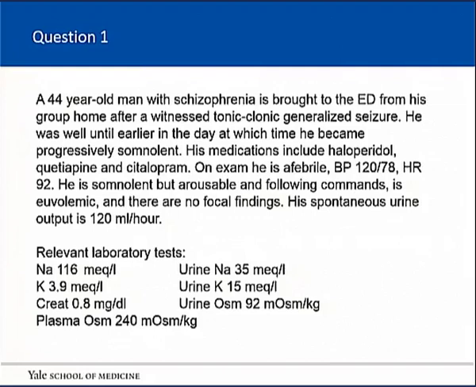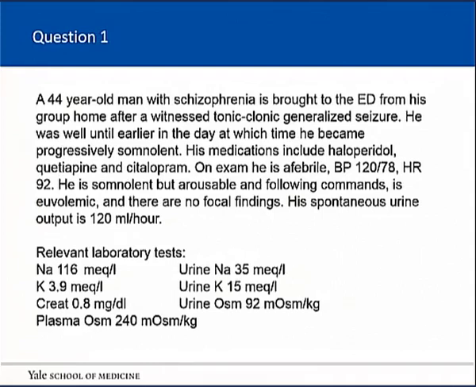A 44-year-old man with schizophrenia is brought to the emergency room from his group home after a witnessed tonic-clonic generalized seizure. He was well until earlier in the day, at which time he became progressively somnolent. His medications include haloperidol, quetiapine, and citalopram. On exam, he is afebrile, blood pressure is normal, heart rate is normal, he's somnolent but arousable, and he's following commands. He's euvolemic, and there are no focal findings on neurological exam. He has a spontaneous urine output of about 120 mL per hour.